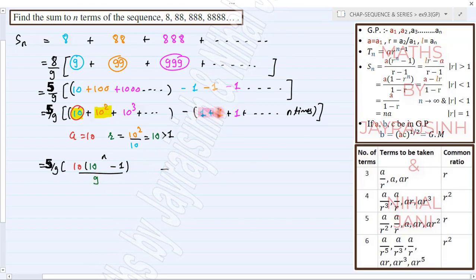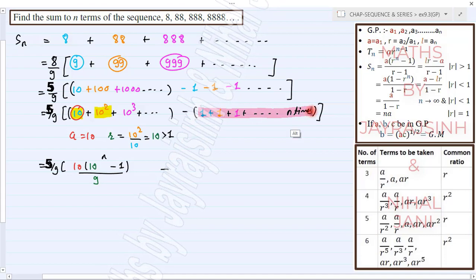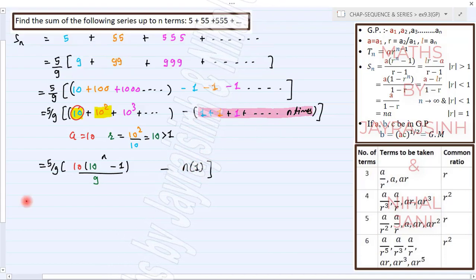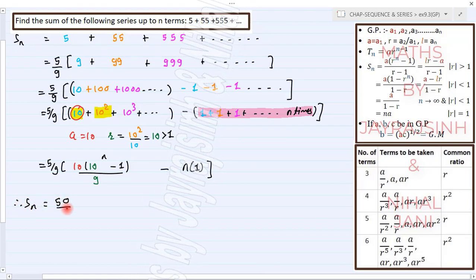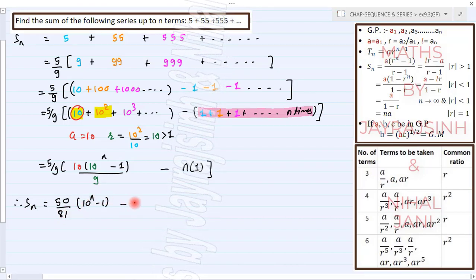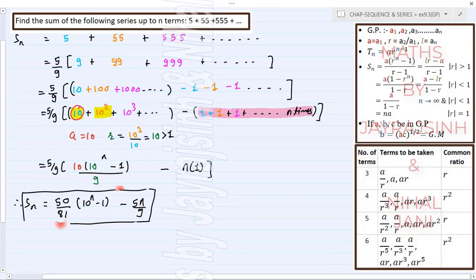Now, your second series is actually summation of 1 n times. So you will get n into 1. So if you open the bracket, you will get 50 by 81 into 10 raised to n minus 1 minus 5n by 9 is your final answer. Ta-da!